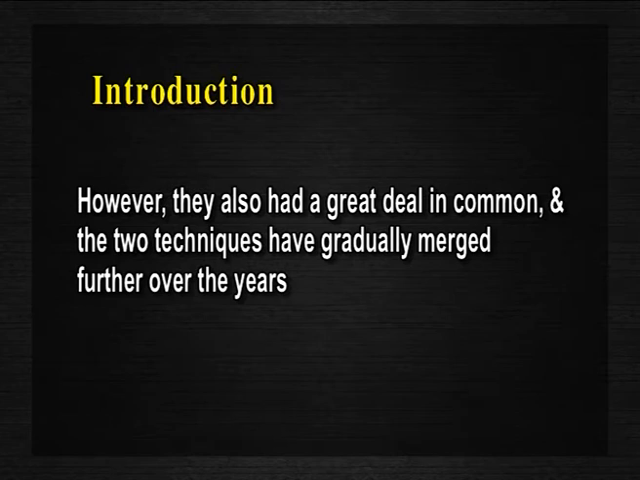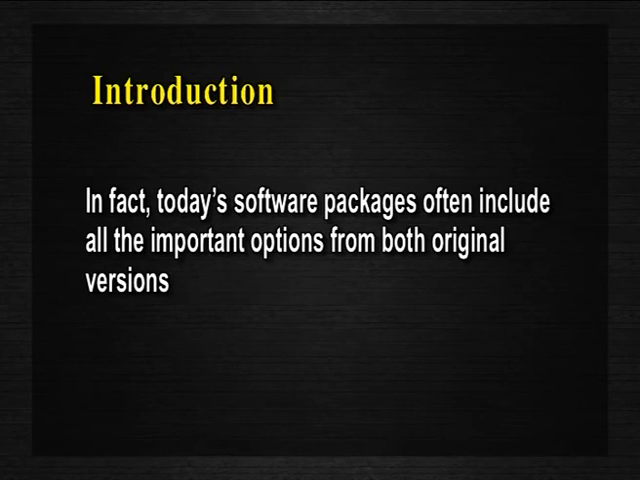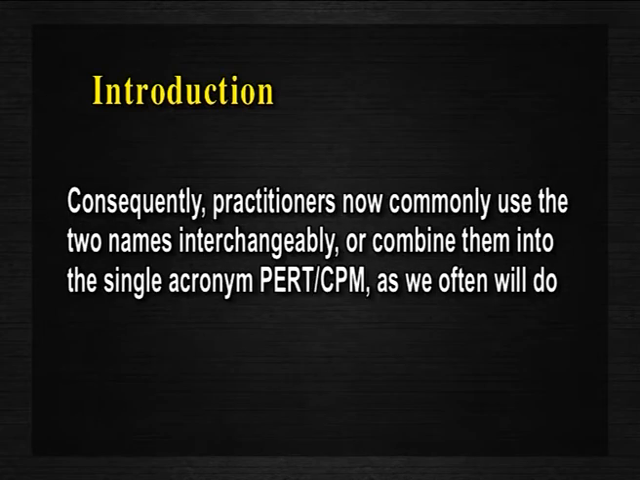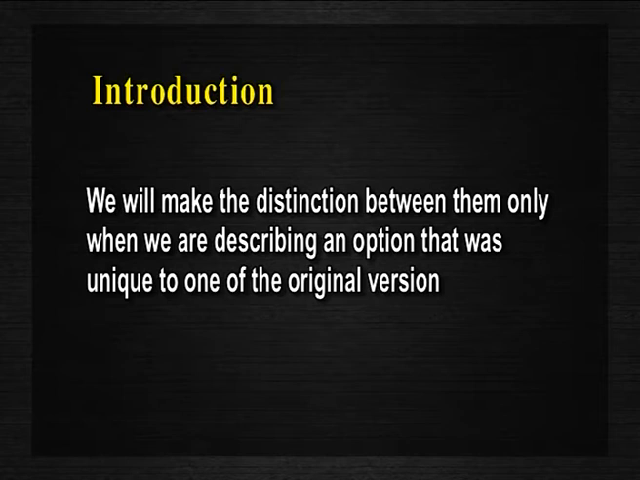However, they also hold a great deal in common, and the two techniques have gradually merged further over the years. In fact, today's software packages often include all the important options from both original versions. Project management software such as MS Project now is widely available for these purposes. Consequently, practitioners now commonly use the two names interchangeably or combine them into the single acronym PERT or CPM, as we often will do. We will make the distinction between them only when we are describing an option that was unique to one of the original versions.